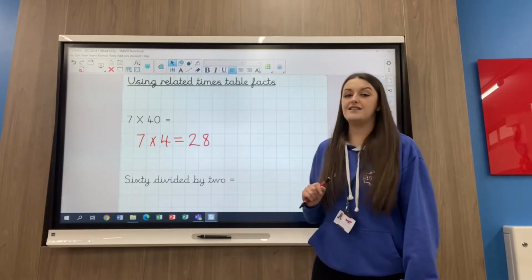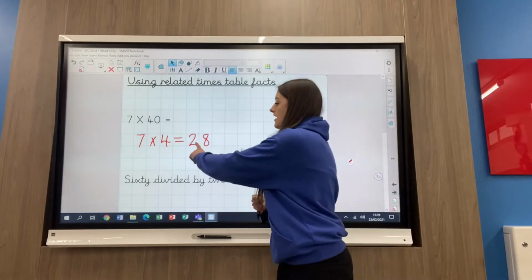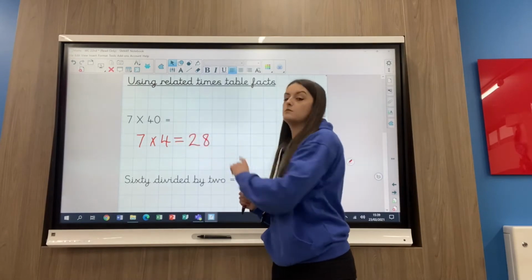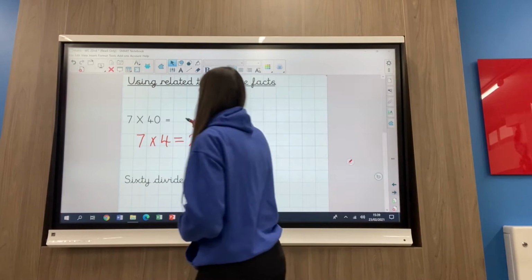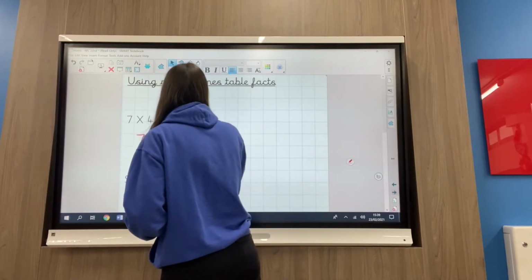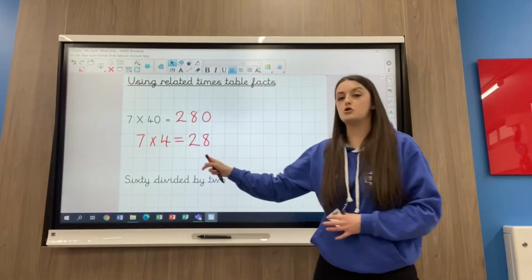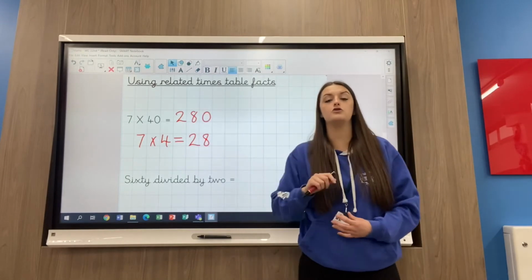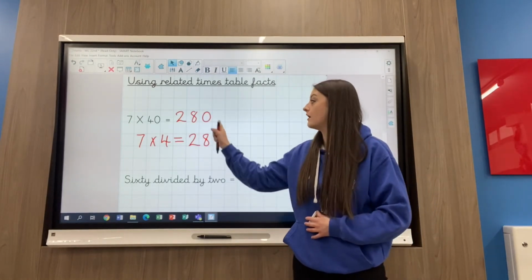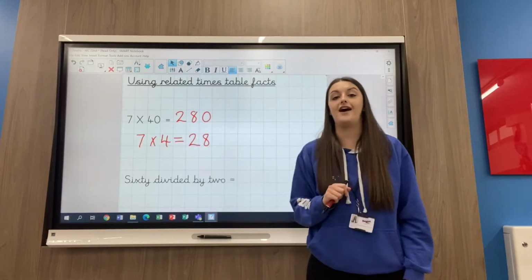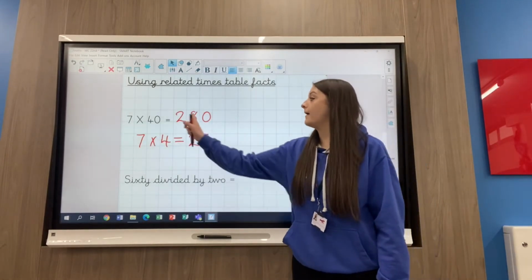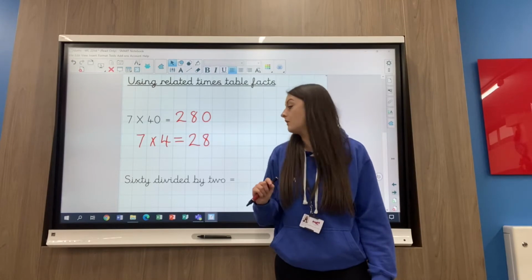So to make 28 10 times bigger, each of my place value columns will move 10 times bigger, okay? And we're going to need to add a place holding 0 on the end. So 28 becomes 280 because the number's got 10 times bigger. So we've used our related times table fact to help us work out that bigger multiplication there, okay?